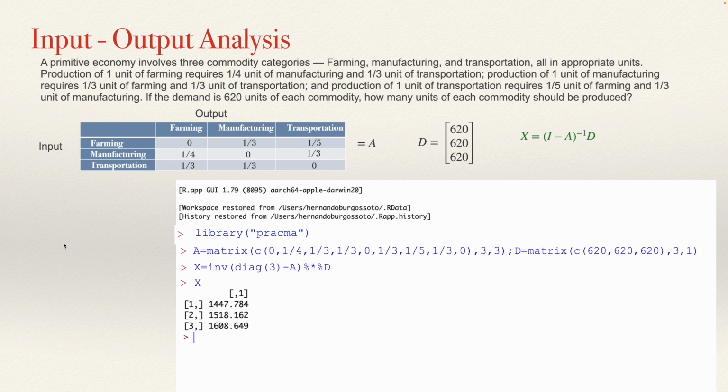Let's type the answers here. It should be produced 1448 units of farming and 1518 units of manufacturing, and finally 1609 units of transportation. And this will be the answer of this problem.